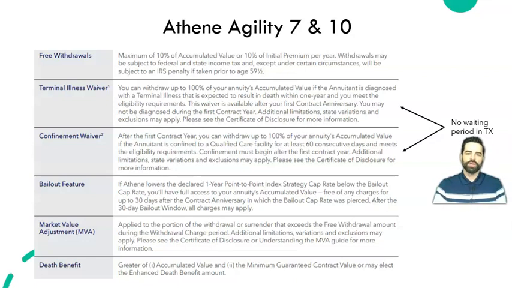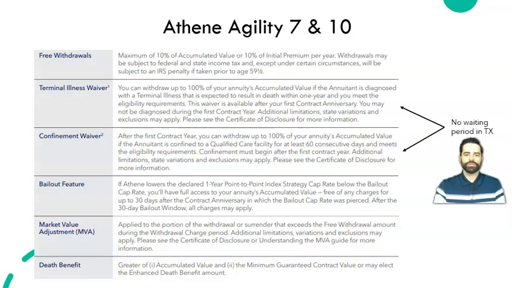It has two waivers, not riders, the terminal illness waiver and the confinement waiver. Okay, the terminal illness waiver is where you can draw up to 100% of your annuity's accumulated value if you are diagnosed with a terminal illness that is expected to result in death within 1 year and you meet the eligibility requirements. Okay, this waiver is available after your first contract year, so you have to wait 1 year before you can access it.